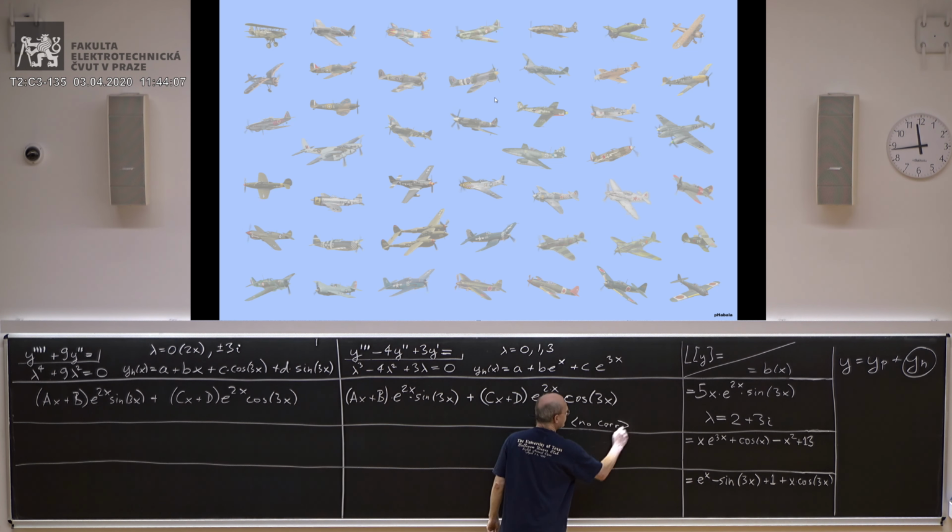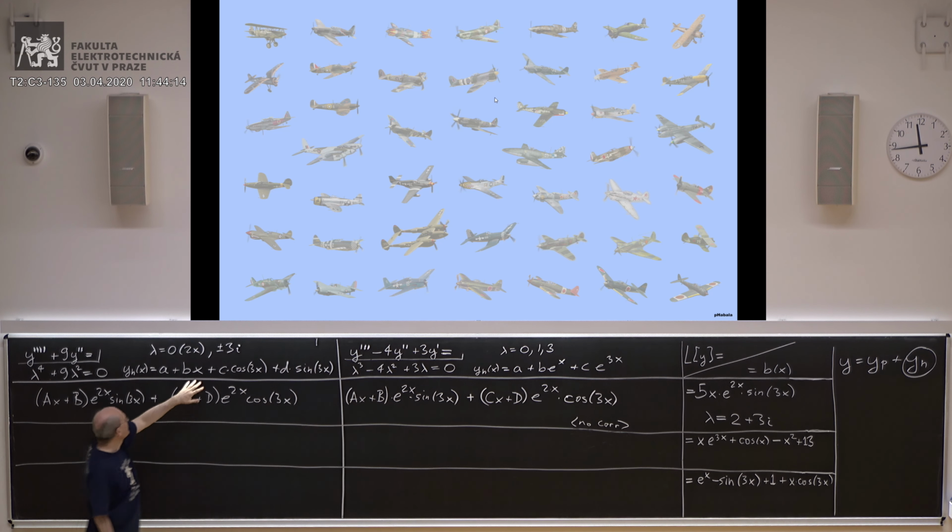Now let's have a look at this particular equation. Left-hand side, right-hand side. I'm comparing either functions or lambdas. So let's try it with lambdas. I can see 2 plus 3i. Do I see it here? And the answer is no. This is not 2 plus 3i, this is just 3i, so that's a different animal. So no overlap, no correction.